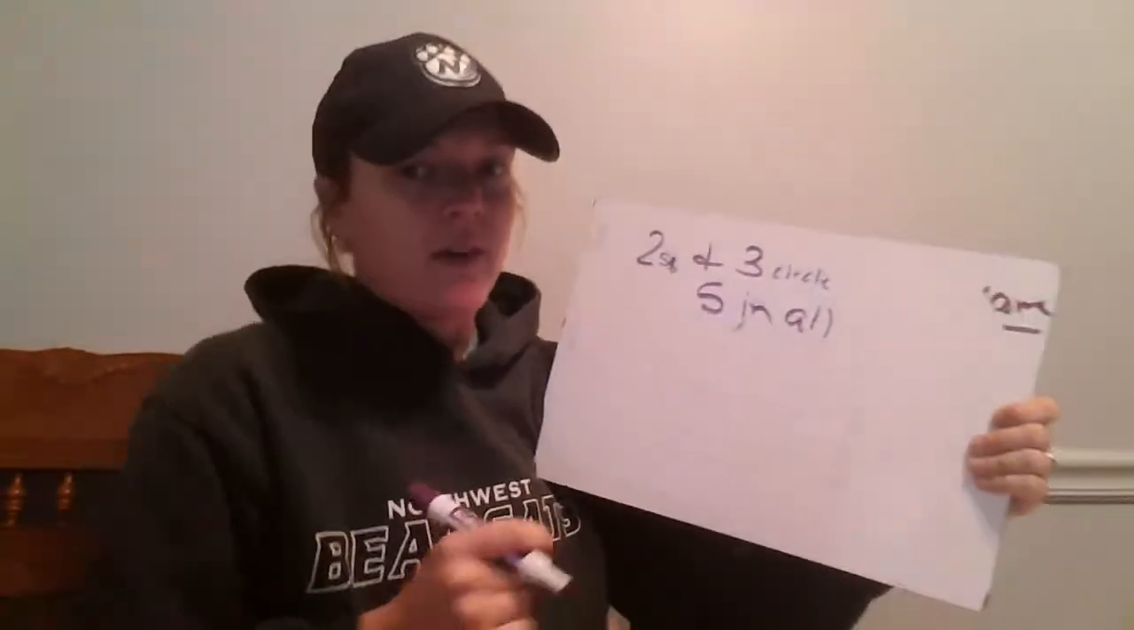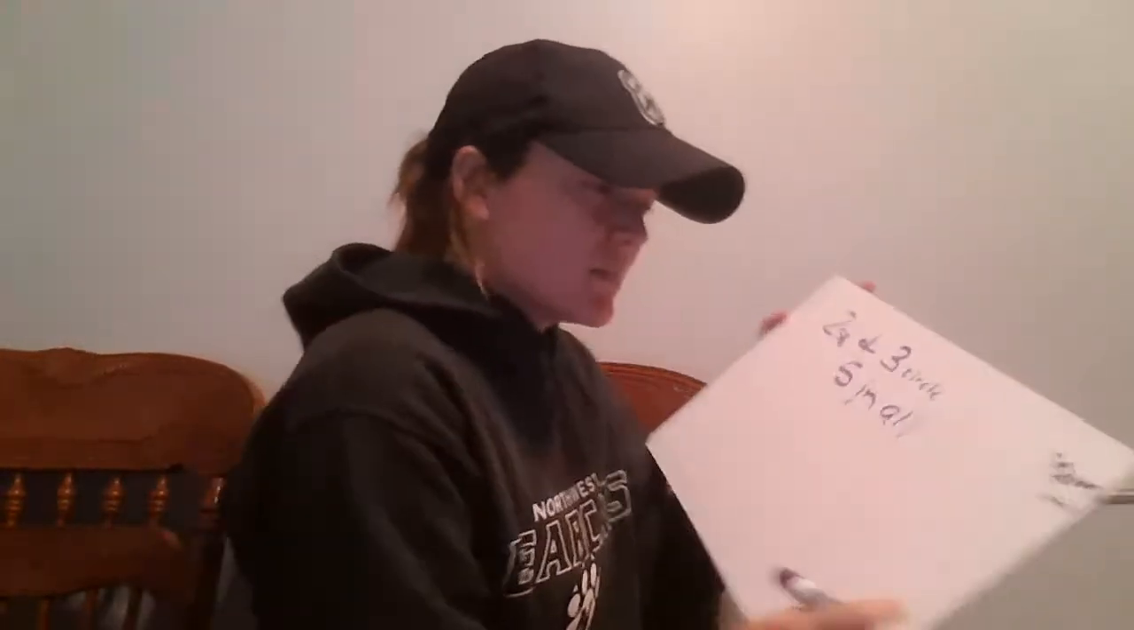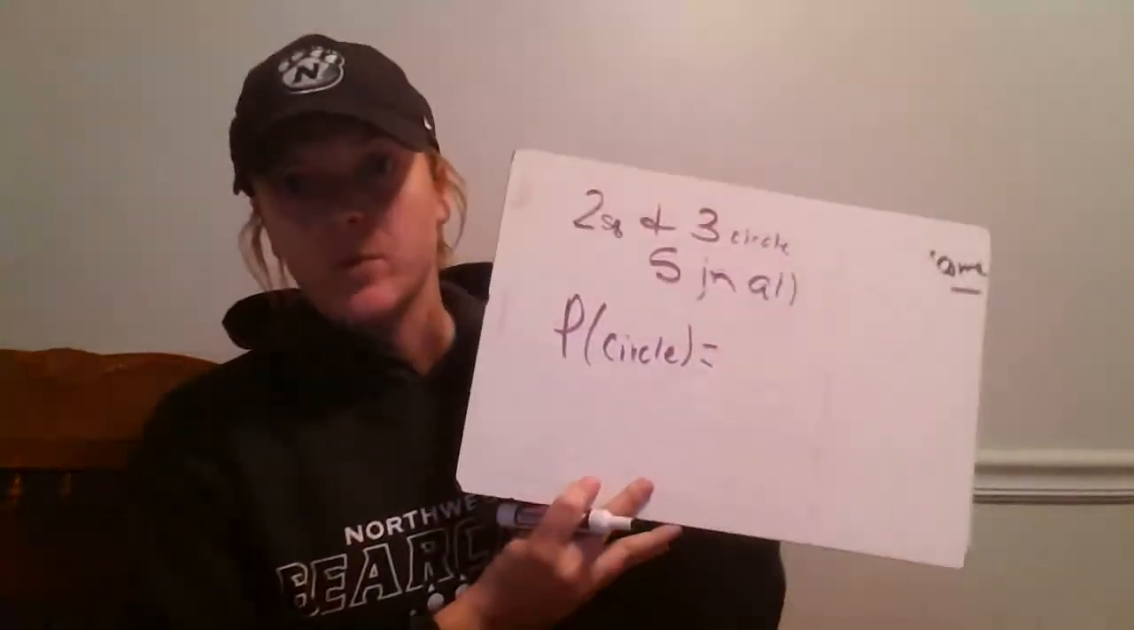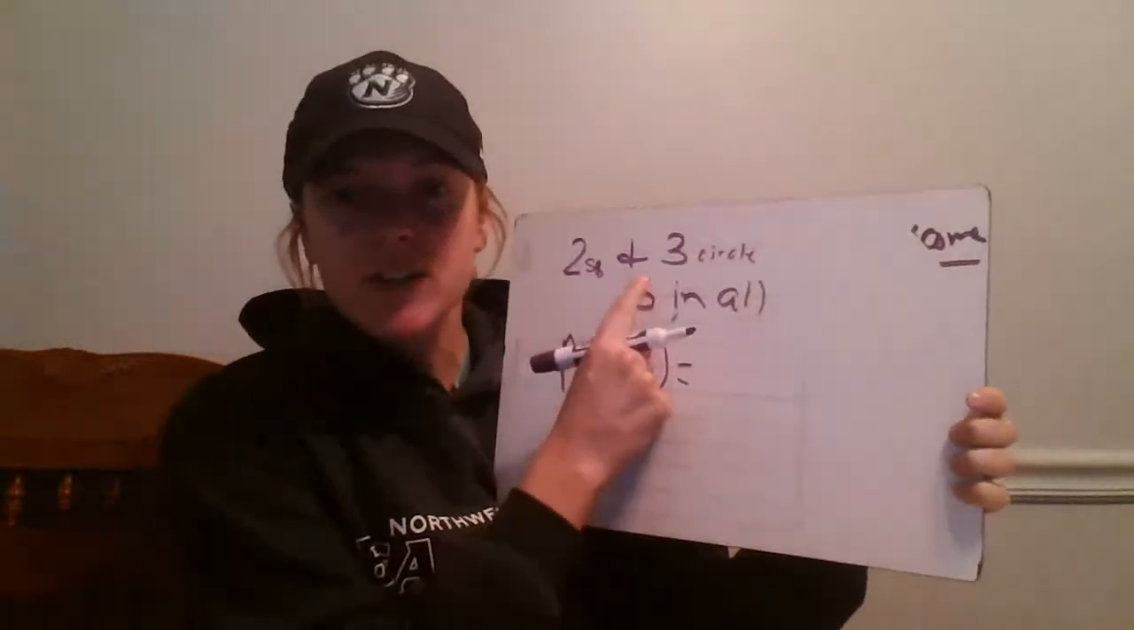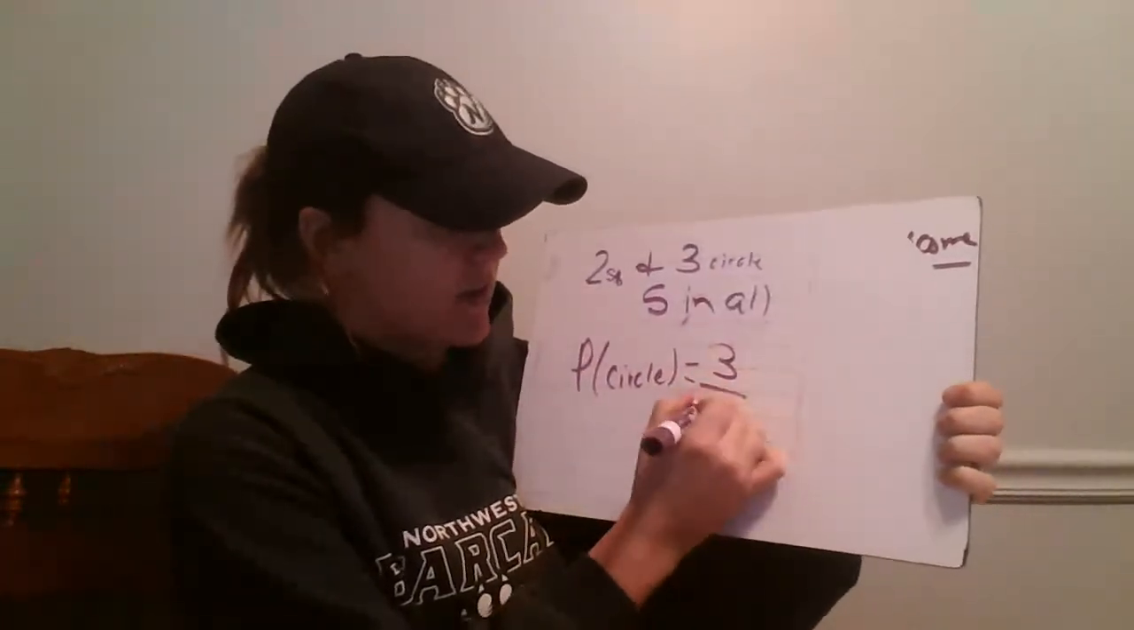Okay, so if I'm trying to find the probability, what is the probability of drawing a circle the first time? So we're going to do P of the circle equals whatever, okay? Since we know that there are 3 circles and there are 5 in all, it's going to be 3/5.